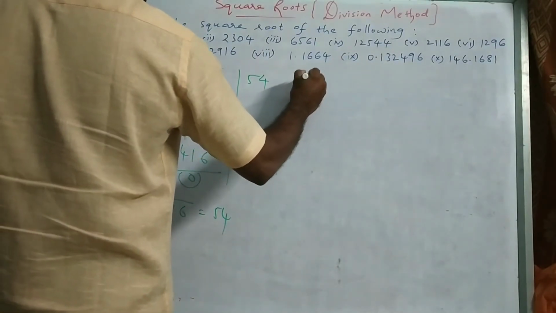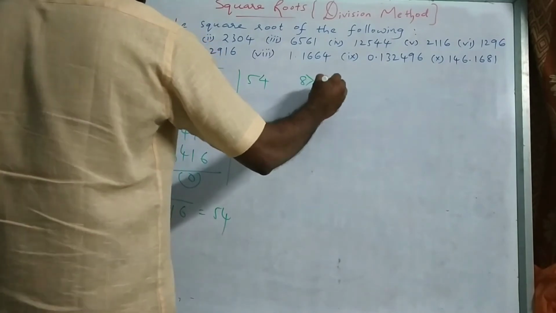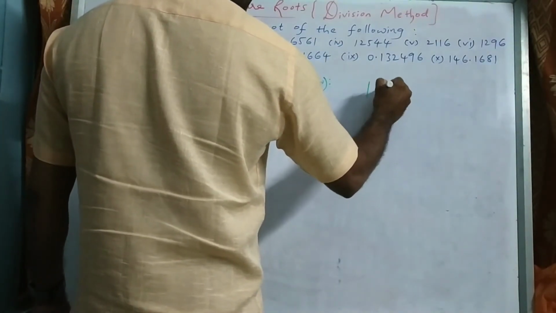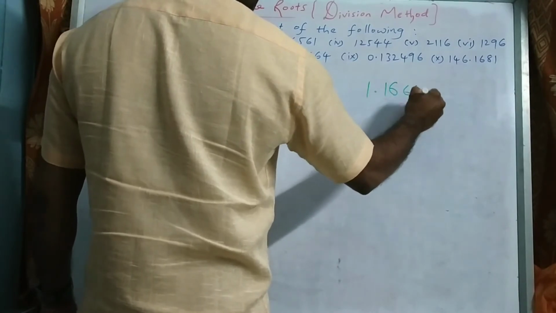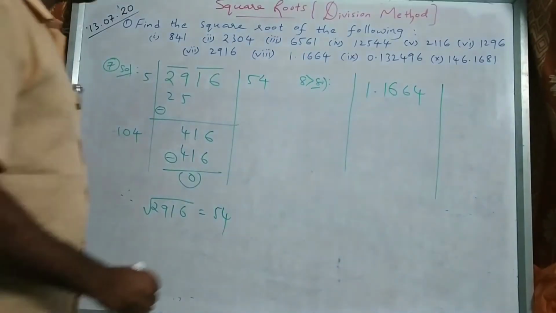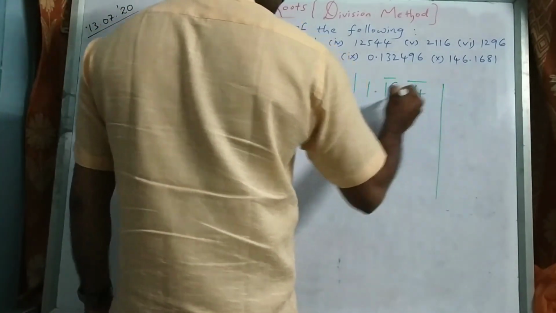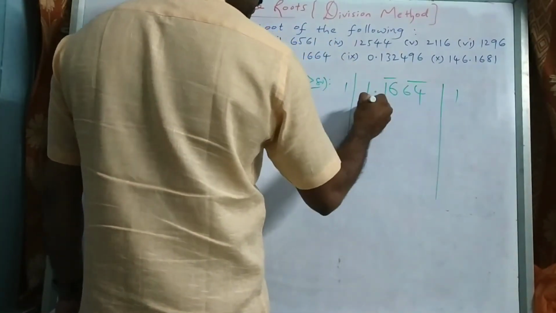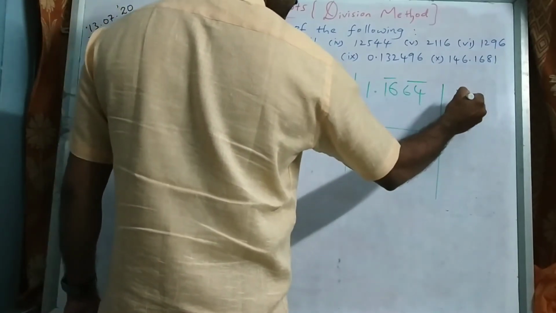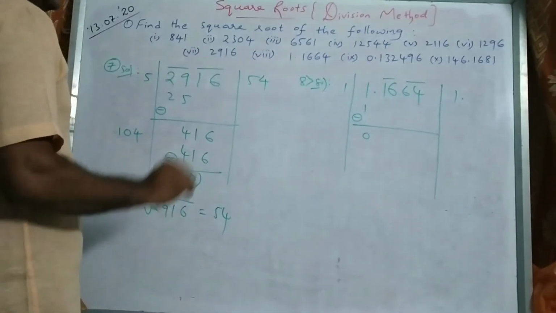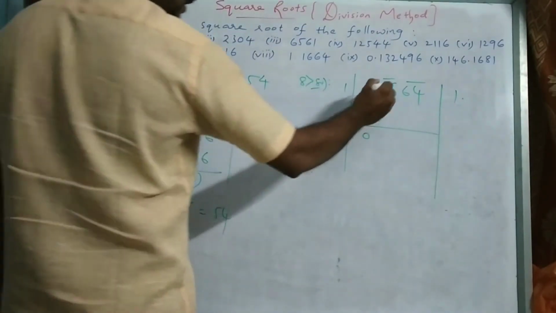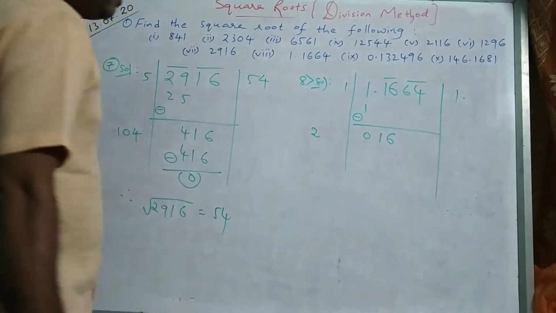Now 7th one is over. 8th one is a decimal: 1.1664. Look at the decimal point here. Make two digits. 1 one is 1. Remainder 0 here. This point will go there. Shift that decimal point there. Double of 1 is 2. Now 16 should be brought down.